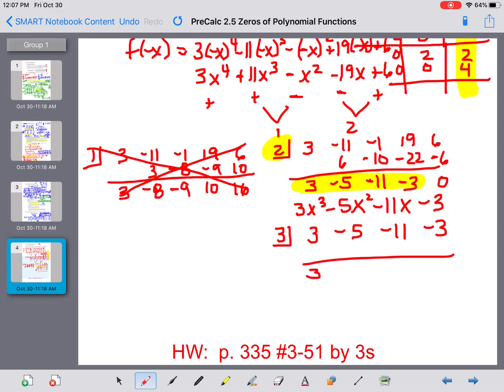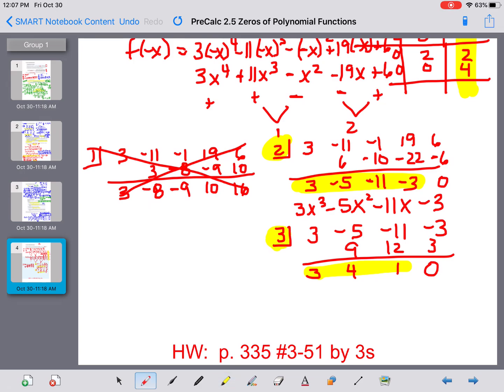Bring down my 3, times 3 is 9. I get 4 when I add. I get 12 when I multiply. I get negative 1. Oop, not negative 1. I get positive 1 when I add. And I get 3 times 1 is 3, plus negative 3 is 0. Yes, I got a second one. That's good. Okay, so I get a second one there.